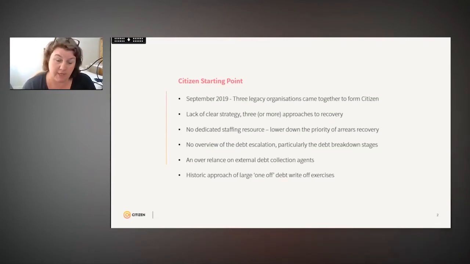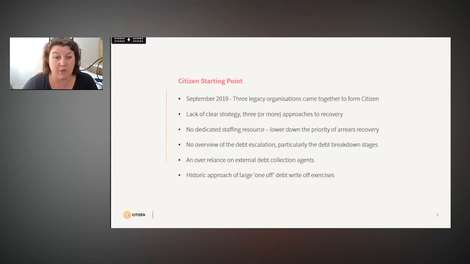And I'm sure there's lots of other organisations in the same boat and scratching their heads about where to start with this, because it does feel a little bit daunting. We were daunted too. We had no overview of the debt escalation, particularly the debt breakdown stages. And at that point, we had what I would consider an over-reliance on external debt collection agents. We were referring debt to collection agents without doing anything ourselves before we referred it on to them.